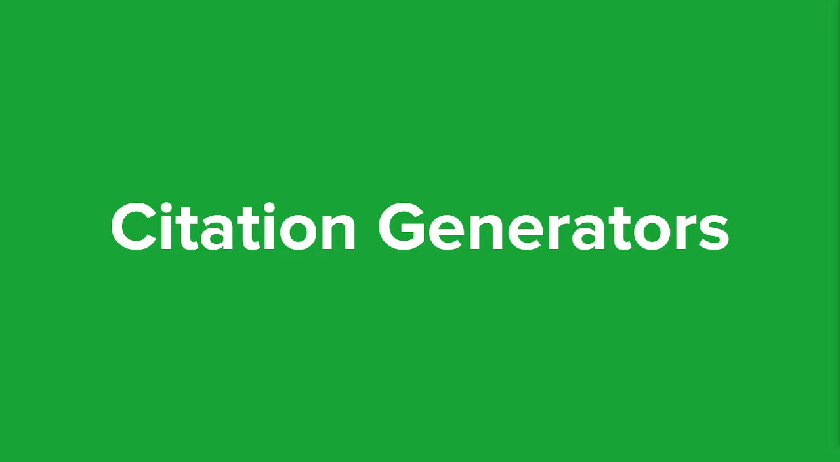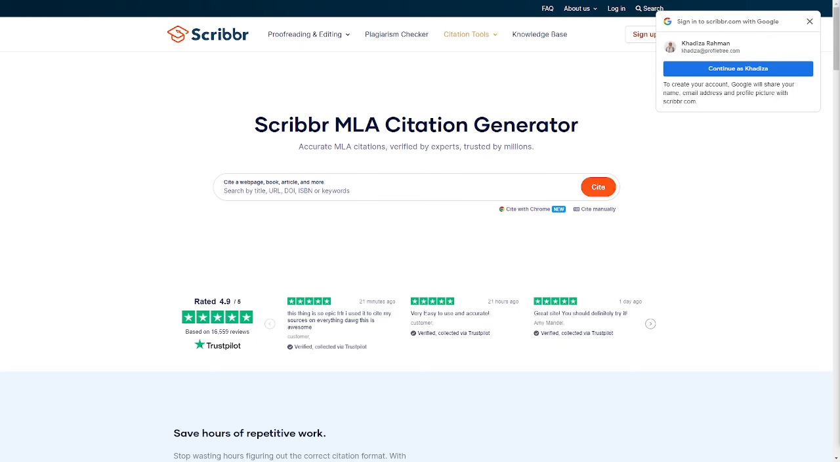So as mentioned before, there are online citation generators available that can help you generate citations in the appropriate style by simply entering the necessary information about the website. So one example is the Scribbr MLA citation generator. So this is a good citation generator for any kind of citation that you want to do in the format of MLA.